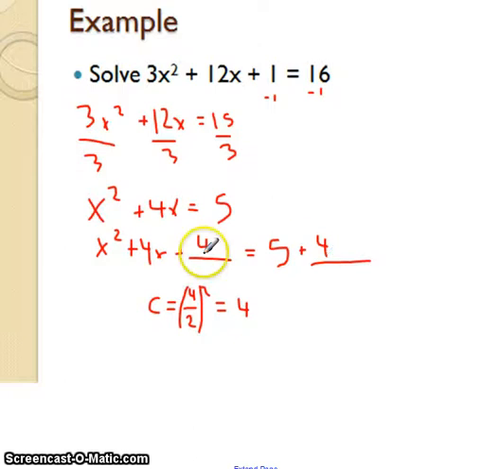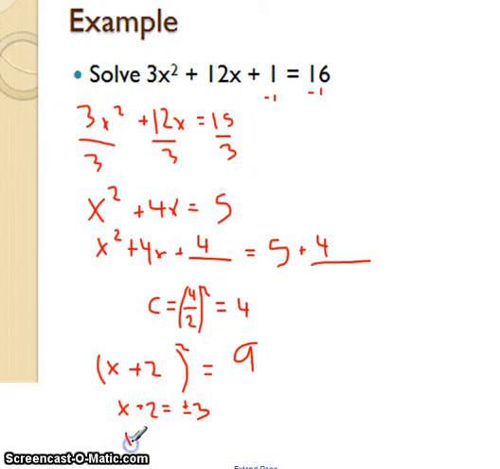Once this step is complete, I will recognize the left side is a trinomial that's factorable. I need to find factors of 4 that add to 4. Factors of 4 that add to 4 are 2 and 2, so it's x plus 2 squared. And cleaning up the right-hand side, 5 plus 4 is 9. Alright, now we're ready to use the square root property, which if I square root the left-hand side, it cancels out the square. And if I square root the right-hand side, the square root of 9 is equal to 3. So that's plus or minus 3.